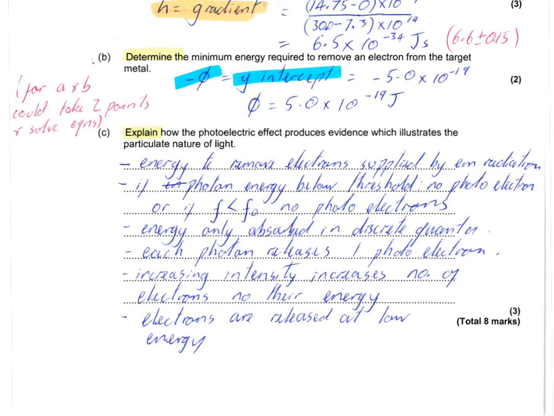Probably should have had the word intensity there. Again, under a wave model, you might expect at low intensities there not to be enough energy to do that. That's really what points us towards the idea of each photon releasing 1 photoelectron. So that's the Particles Homework Booklet question 31.